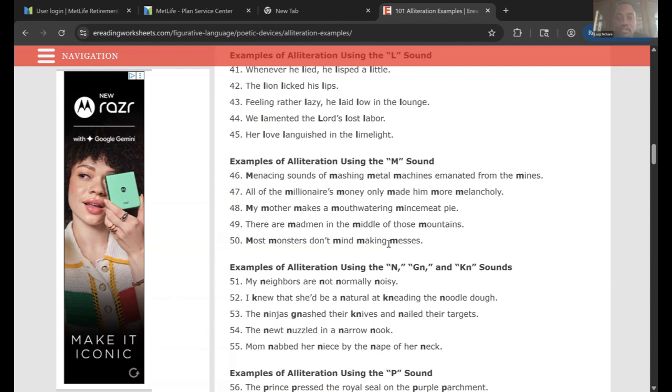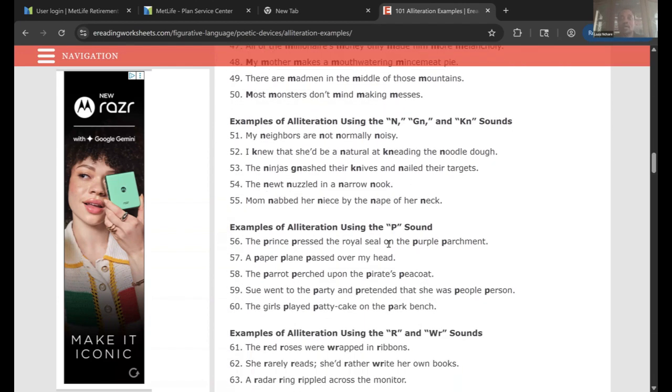Okay, that's good. The newt nuzzled in a narrow nook. Mom nabbed her niece by the nape of her neck. To nab someone is to arracher quelqu'un.